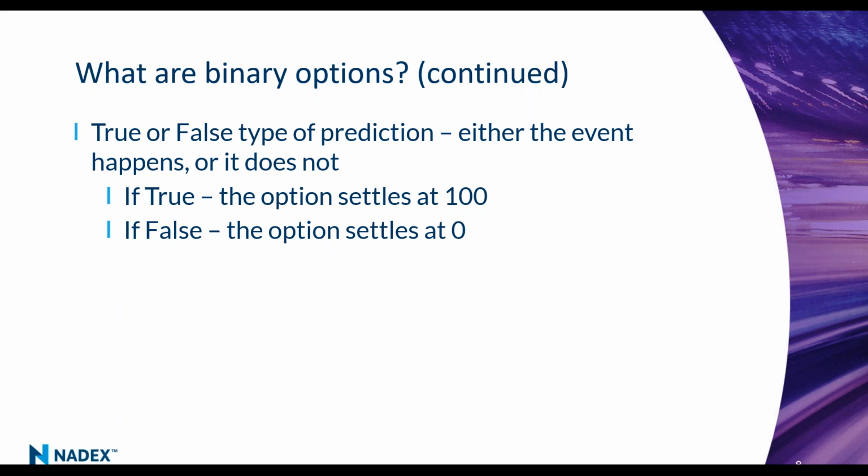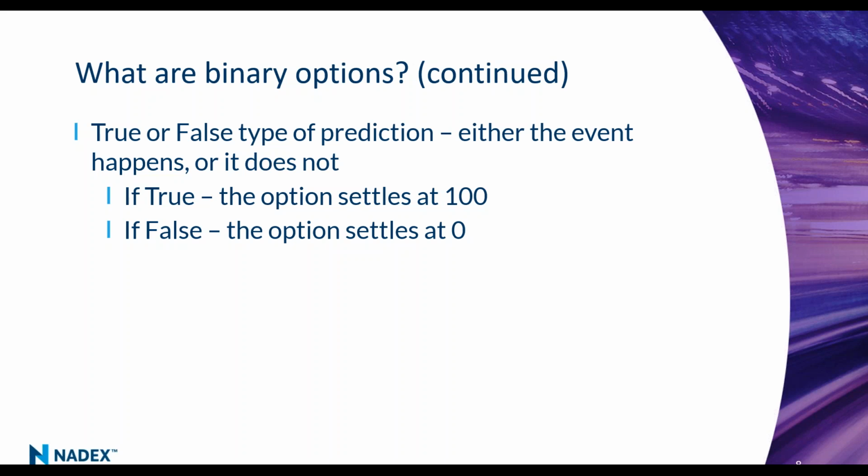So if you predict something is going to be true and you buy it, it can go to 100. Between where you bought it and 100, that's your maximum profit. And if you bought it and it comes out false, it goes to 0. And you can also sell these. So you can actually predict that the statement is going to be false.